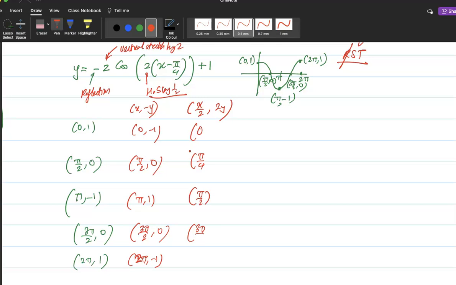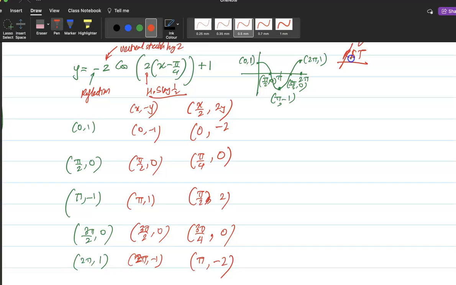And y values you will double. So 0 will remain 0, then this 1 will double to 2, and this will become minus 2. You're following? I'm just looking at the y values. So all the x values are divided by 2 and all the y values are doubled by 2. That's the stretch we did.